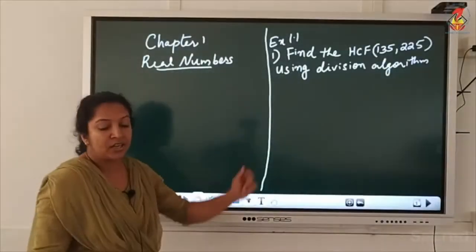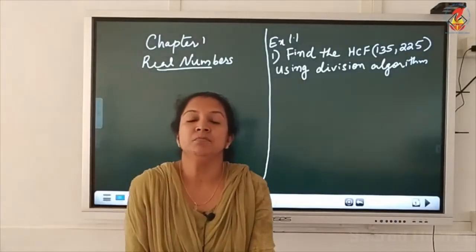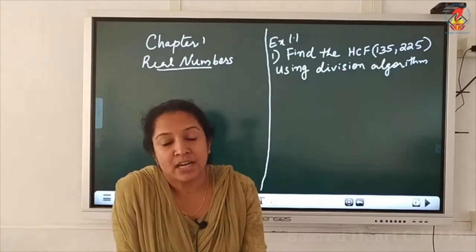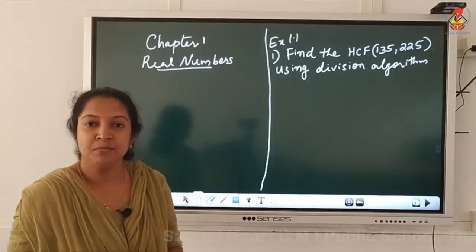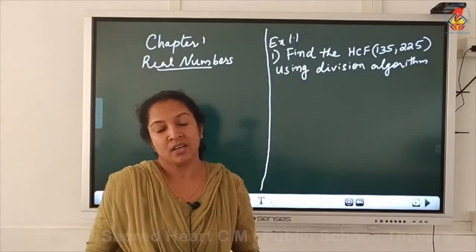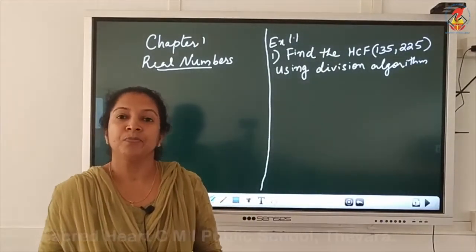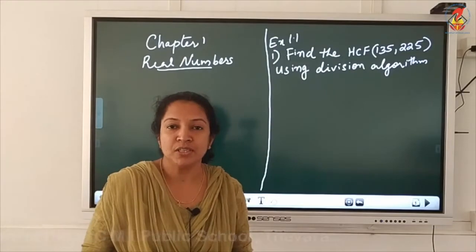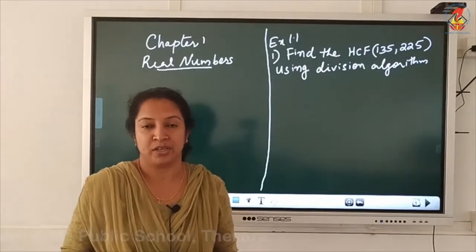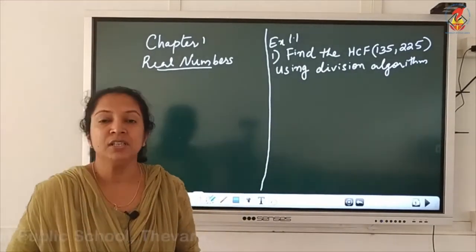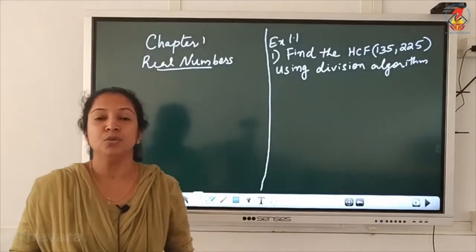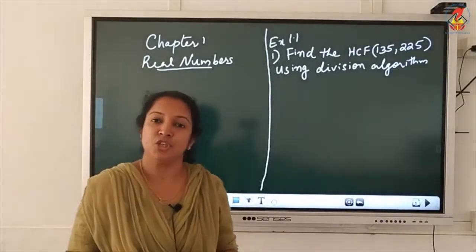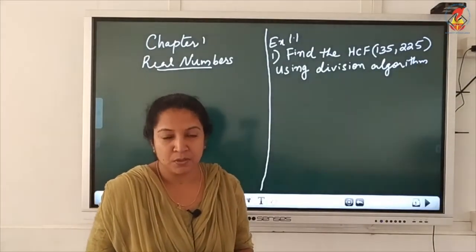Chapter 1, Real Numbers. Real numbers include rational and irrational numbers. Rational means the number which we can write in the form p by q, where p and q are integers and q not equal to 0. Irrational numbers means the number which we cannot write in the form p by q, where p and q are integers and q not equal to 0.